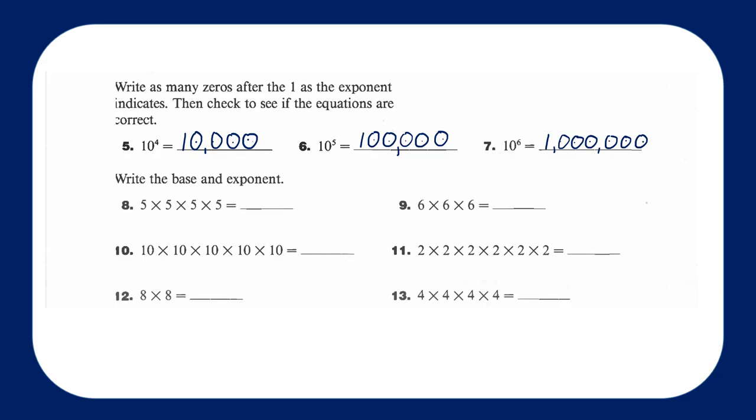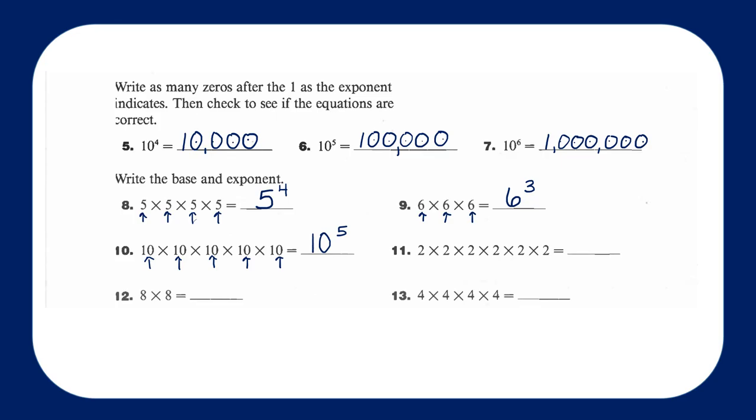Write the base and exponent. The base is 5, and I'm multiplying 5 1, 2, 3, 4 times, so it's 5 to the 4th power. Question 9. The base is 6, and I'm multiplying 6 1, 2, 3 times, so the power is 3. For question 10, the base is 10, and I'm multiplying 1, 2, 3, 4, 5 times, so the power is 5.